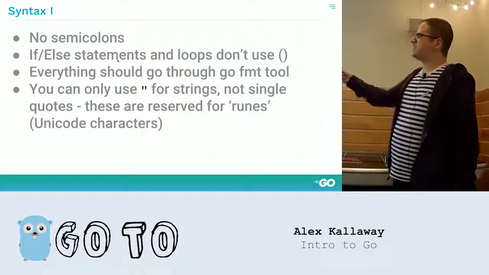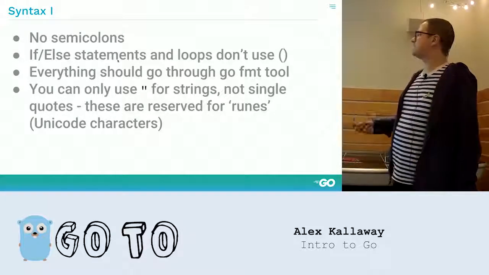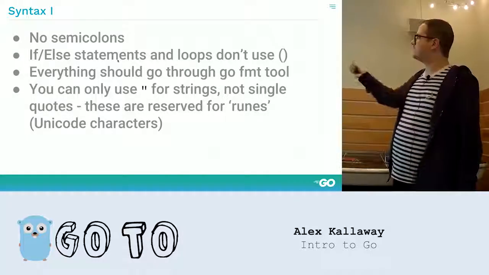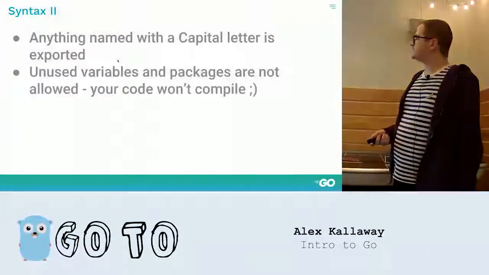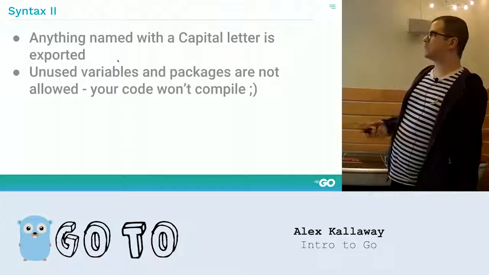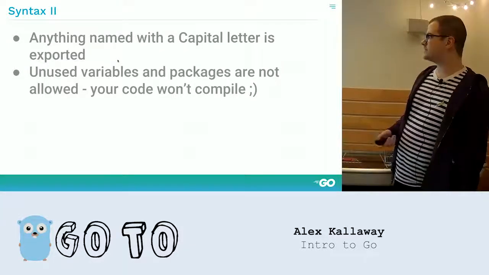You can only use double quotes for strings, not single quotes. It kind of catches you when you are moving from JavaScript to Go. There are no brackets for if-else statements and loops, and we'll go into that. Anything named with a capital letter is exported from your package, so that's the way to manage exports.